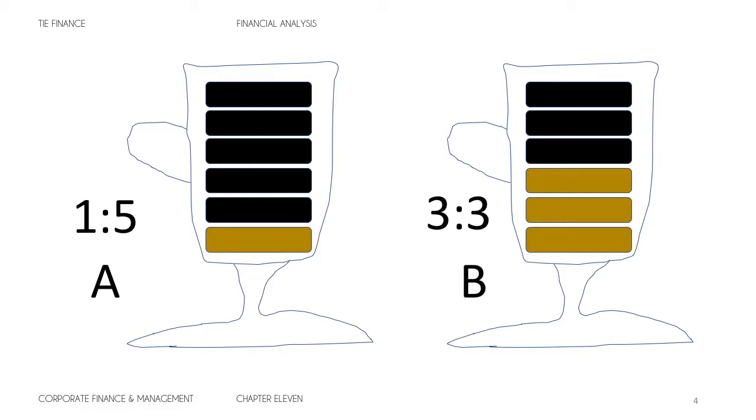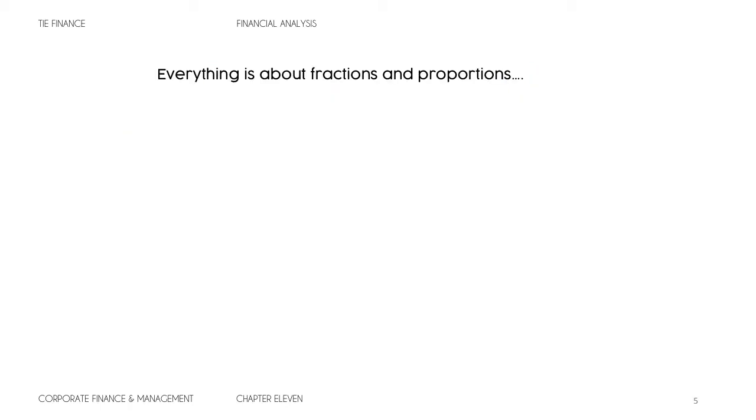And I want to ask you a silly question. Which one will have a better morning? Of course, person B. I want you to get interested in the proportions, right? We're focusing on whiskey now. So we want more whiskey to have a better morning. Let's continue. Everything is about fractions and proportions when it comes to comparing companies.